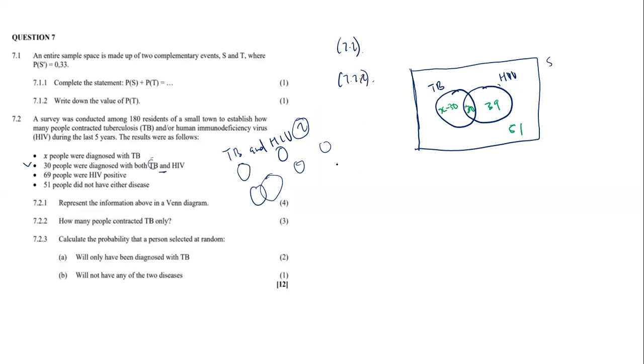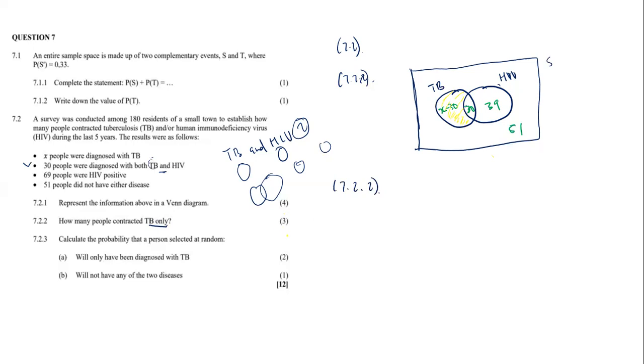That was 1. Now we move to 7.2.2. How many people contracted TB only? People who contracted TB only, like I said, are only in this circle. This is TB only, not TB and HIV. We don't care whether you have TB and HIV, we don't want you. We want TB specifically only.